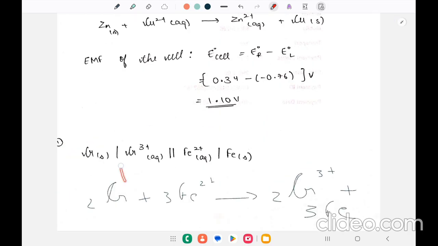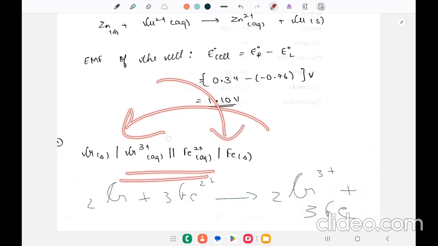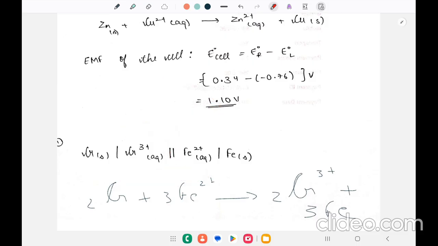Now we'll see how we will write the cell reaction. So here we can observe that there is a loss of electrons, so this will undergo oxidation, and here there is a gain of electrons, that means Fe will undergo reduction. So oxidation will be written on the left side and reduction will be written on the right side, and these both will be separated with a double line, that means a salt bridge. So here Cr and Cr3 plus, so we'll write down like this, and Fe2 plus becomes Fe. So this will become the whole cell representation.